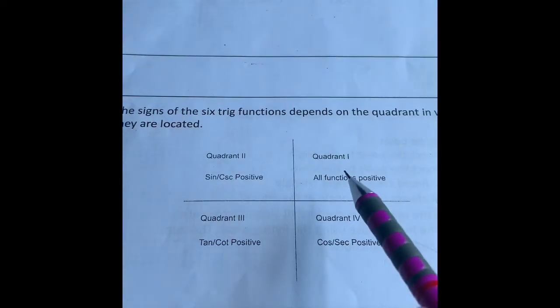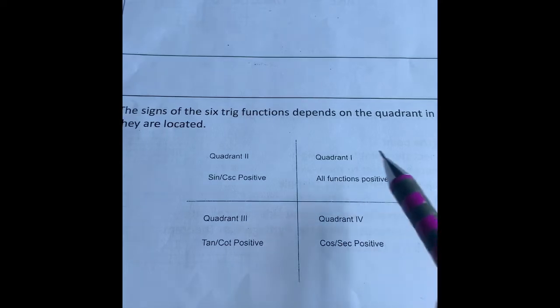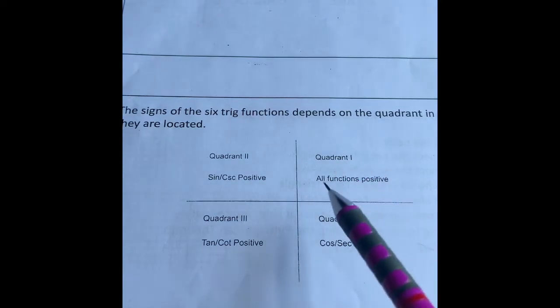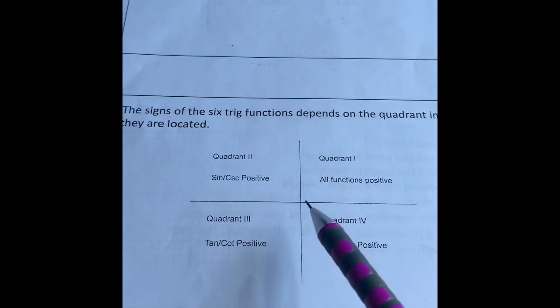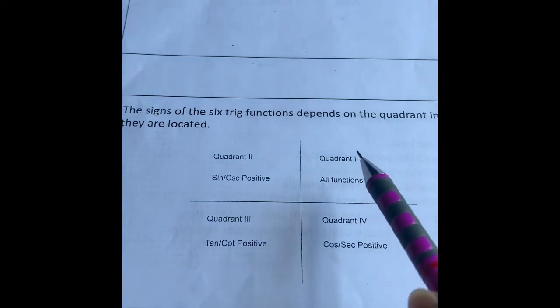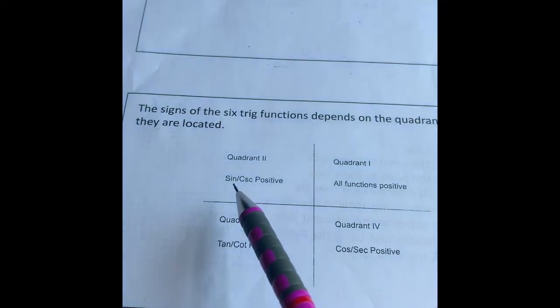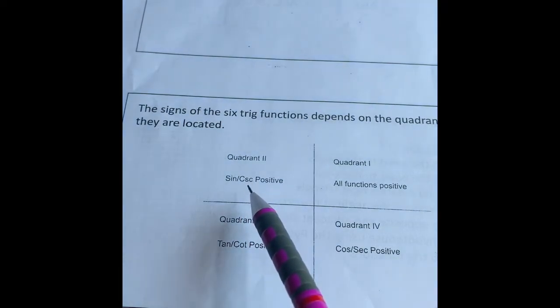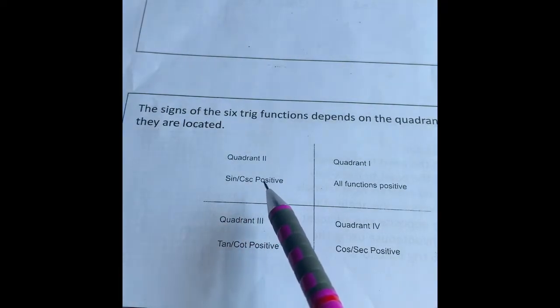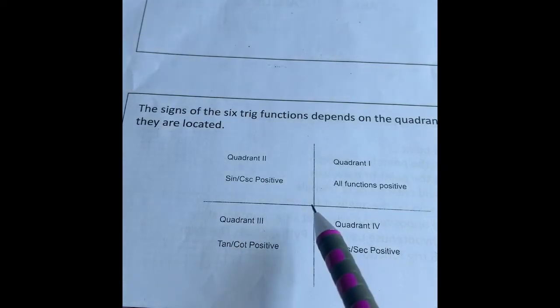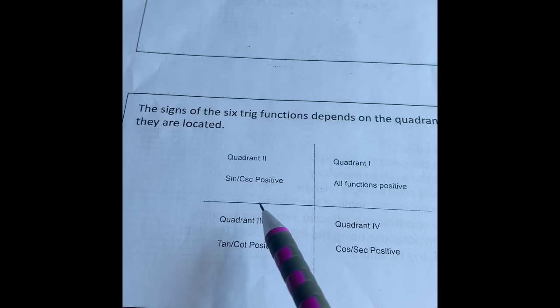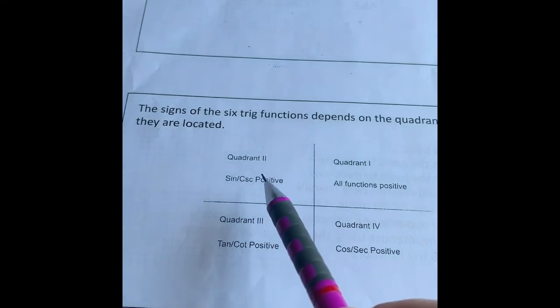If you're working in the first quadrant, all trig functions are going to be positive because you're moving to the right, which is positive, and up, which is positive. In the second quadrant, only sine and its reciprocal cosecant are going to be positive. All the other trig functions are going to be negative, and that's because we're working with a point that we would have to go to the left, which is negative, up, which is positive.